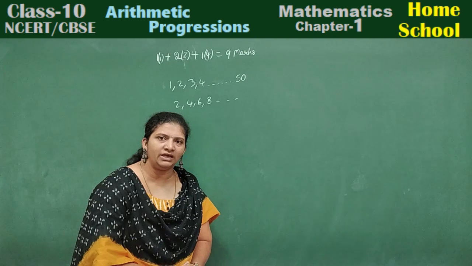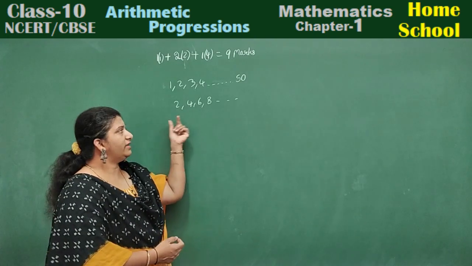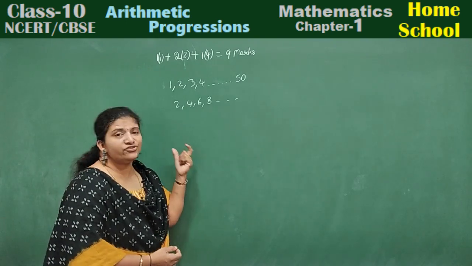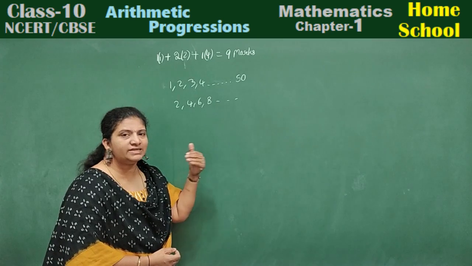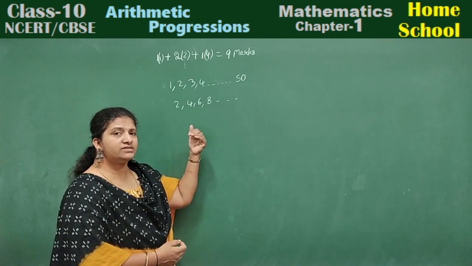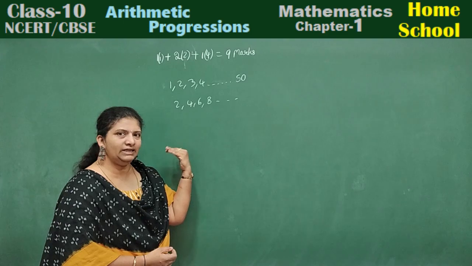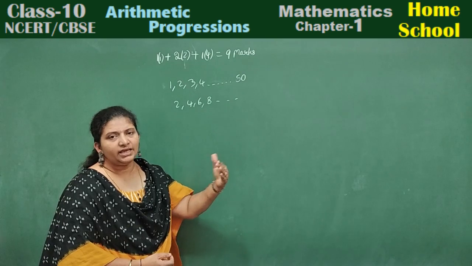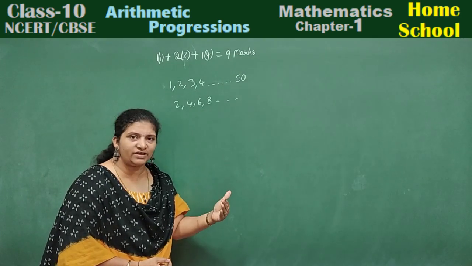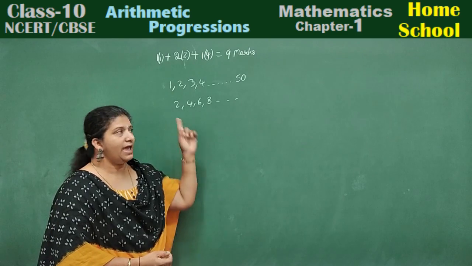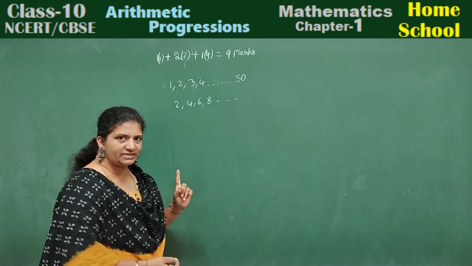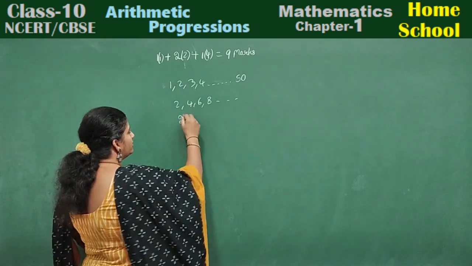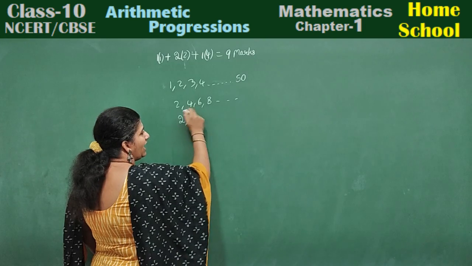Next, coming to arithmetic progression. Suppose I take this as a sequence, or a list of numbers. In the list of numbers, each term is obtained by adding a fixed number to the preceding term, except the first term. That is the definition. So the next number is obtained by adding a fixed number.